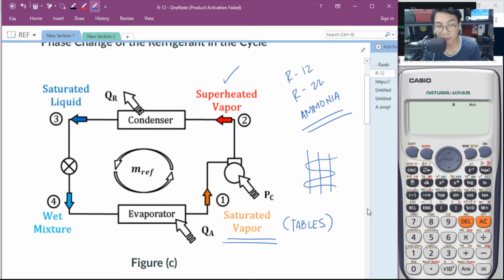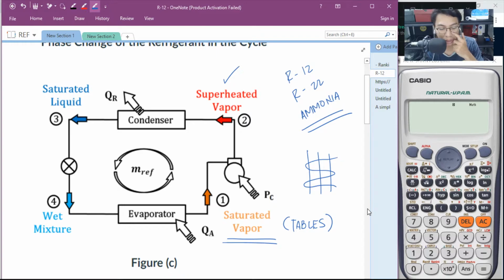And then after going to your condenser, what you do in the condenser is return your refrigerant in order for it to become a saturated liquid again. Where it will go to your expansion valve. So we will have a throttling process there, or constant enthalpy. And after the constant enthalpy process, slowly, your refrigerant will become a wet mixture.